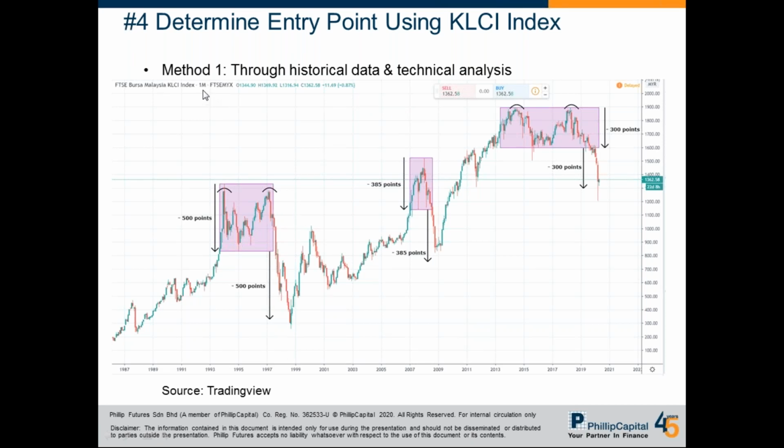This is a monthly chart from 1987 to 2020. So this is a monthly chart. If you look at what happened in 1998, the index forms a double top here, and then it breaks the neckline. So from the peak to the neckline is a drop of 500 points. The moment it breaks, there's a drop of another 500 points.